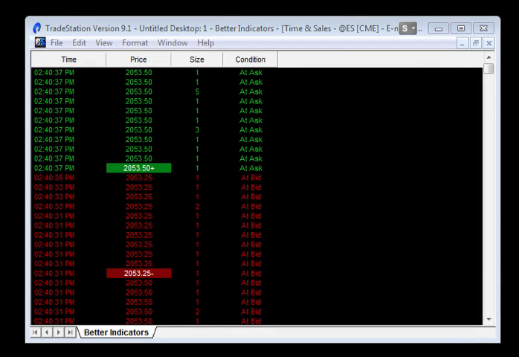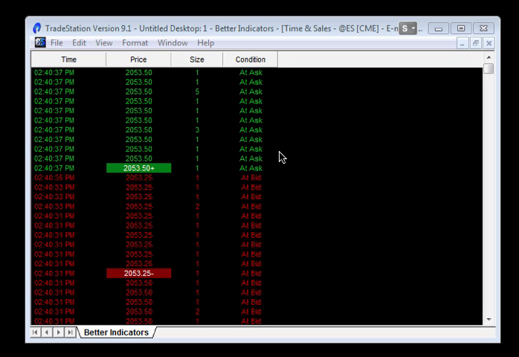What most traders are ignoring are the two other primary data points you get from the exchange: the trade size and whether the trade took place at the bid or the ask. And if you look at a typical time and sales window from a quality data feed, you'll see these extra pieces of data: trade size and what in this case TradeStation calls condition, which is the bid-ask information.